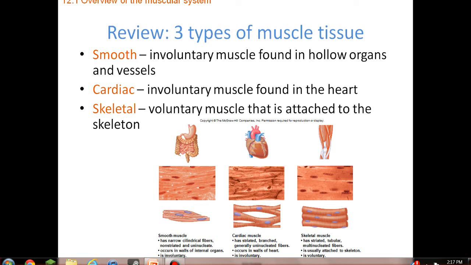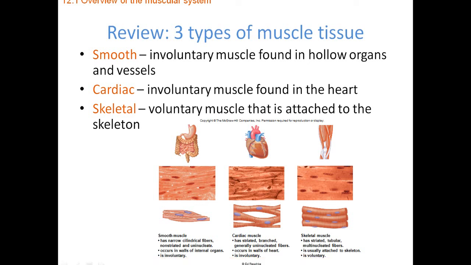Three types of muscle. We talked about this when we did tissues, so it's been a little while. There's smooth muscle, and smooth muscle is involuntary, so you don't have to think about it to move it. It happens automatically. It's found in hollow organs and vessels, so it's found in your blood vessels, like your arteries. It's also found in your stomach and your intestines.